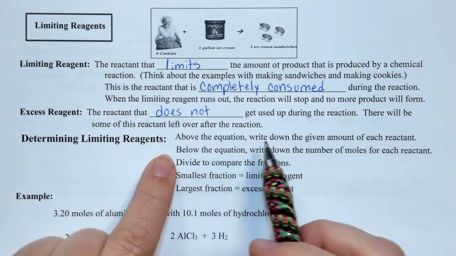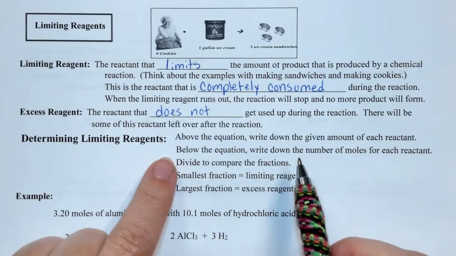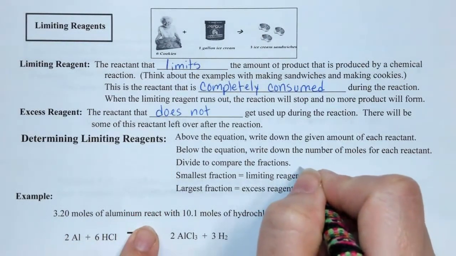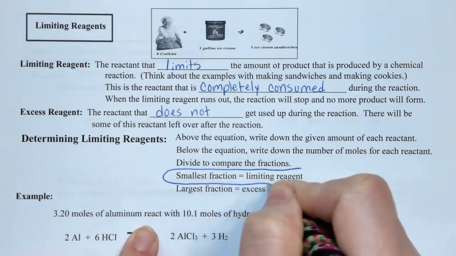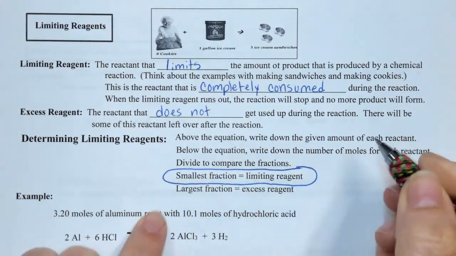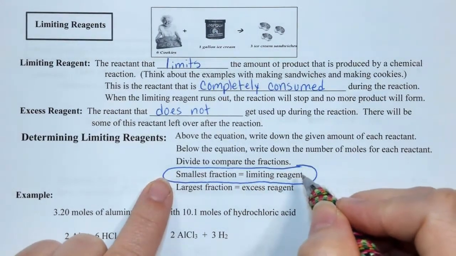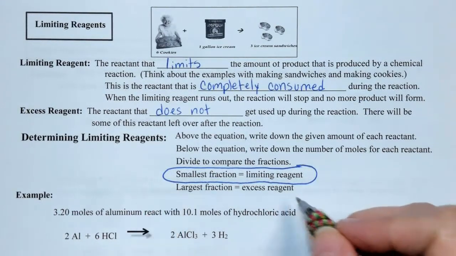So above the equation, you're going to have two given amounts, and then you're going to set up two proportions, and the most important thing to know is that you're going to solve both proportions, and the smaller answer is going to be the true correct answer, and the given of that will be your limiting reactant.